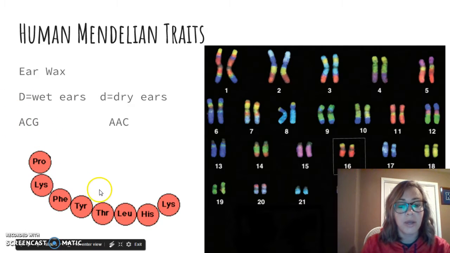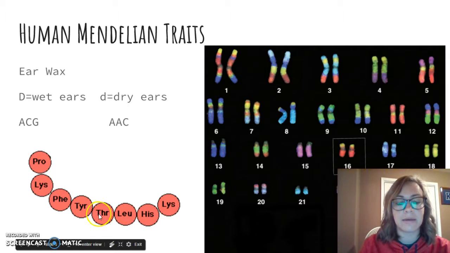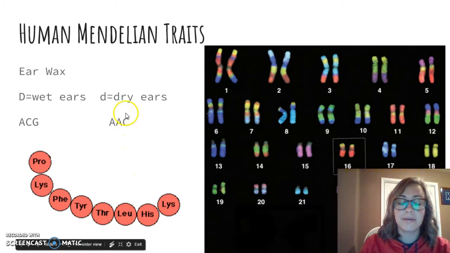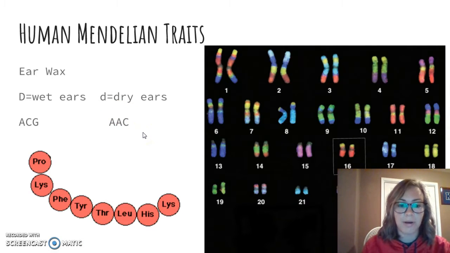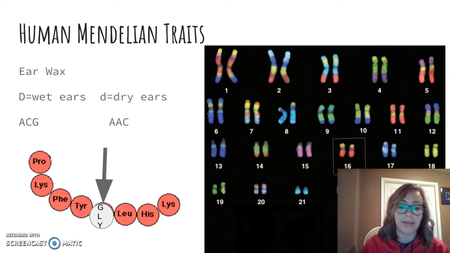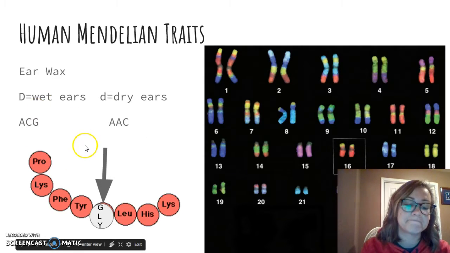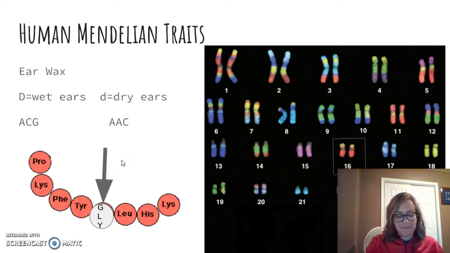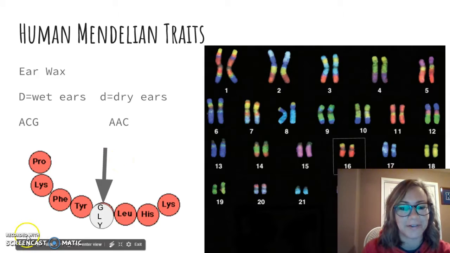ACG in our DNA would code for this threonine amino acid to be placed here. But if you've got the other gene, the DNA is going to read AAC, and instead, through protein synthesis, we are going to substitute a new amino acid, glycine, and that means you are going to get a dry earwax, a dry ear, instead of a wet earwax. So one little simple base pair change in our DNA can make pretty significant changes in our life.